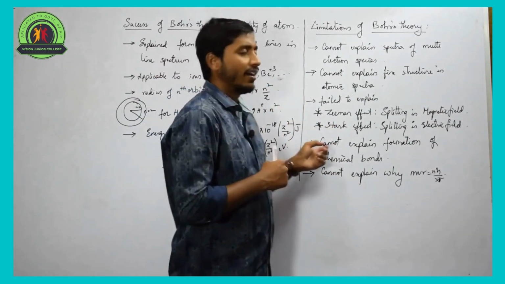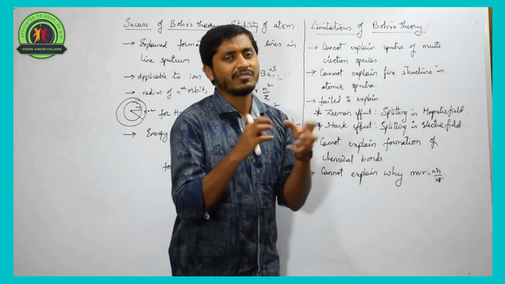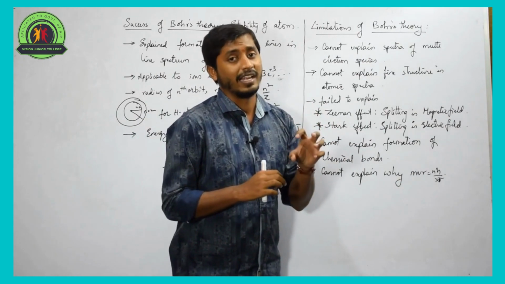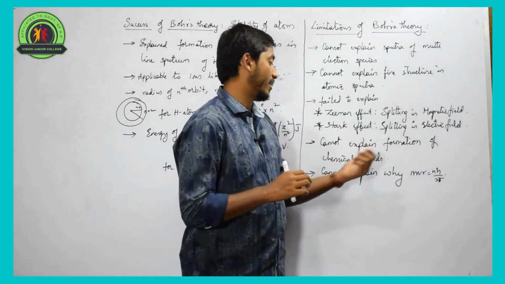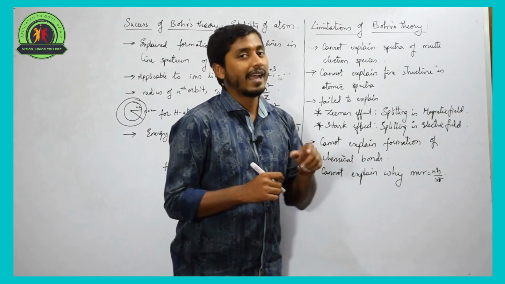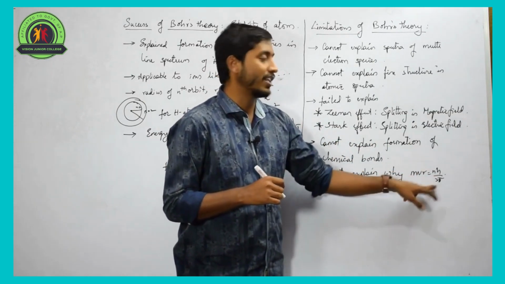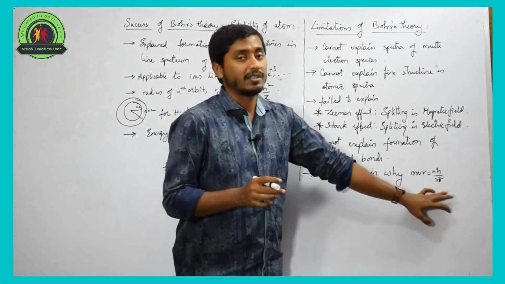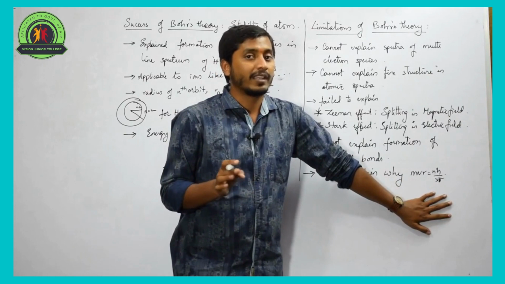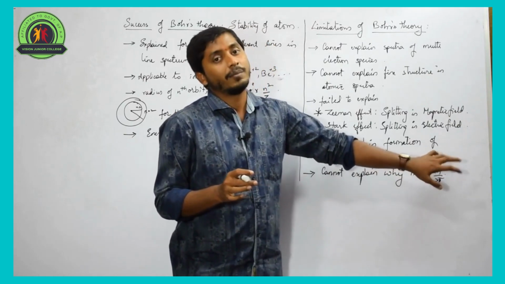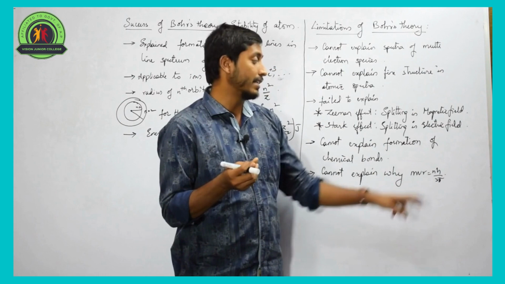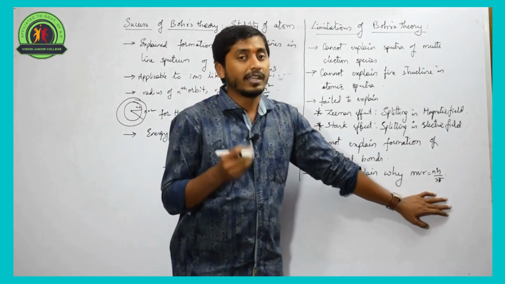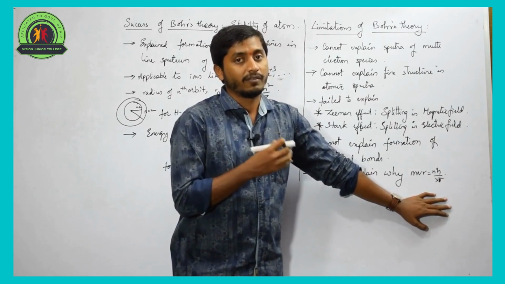One more thing is, he did not explain when an atom combines with another atom. He explained only a single atom. Therefore, we can tell that he cannot explain the formation of a chemical bond. And the last statement which he gives is that mvr is equal to nh by 2 pi. He could not explain properly why angular momentum is an integral multiple of h by 2 pi. He used the value of Planck's constant, but he could not explain why he used an integral multiple of h by 2 pi. Actually, it is an experimental result, but he could not explain the reason for it.